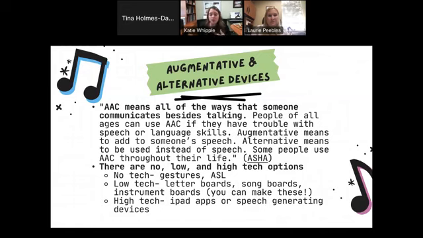And so some people will use AACs throughout their life, and some of the children or students that you work with may be using AAC devices. And this may be true not just for our students with autism, but for our students with other types of disabilities as well. And when we're thinking about AAC devices, we really have several different options. We have no tech, low tech, and high tech. So let's go to the next slide and we'll take a look at some no tech strategies.